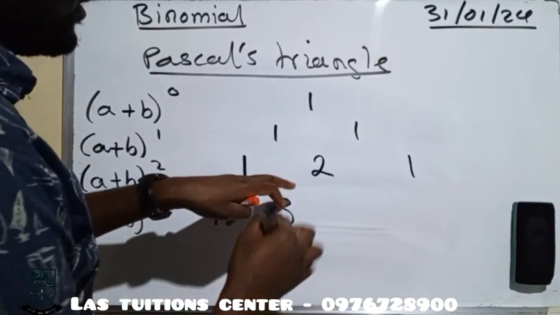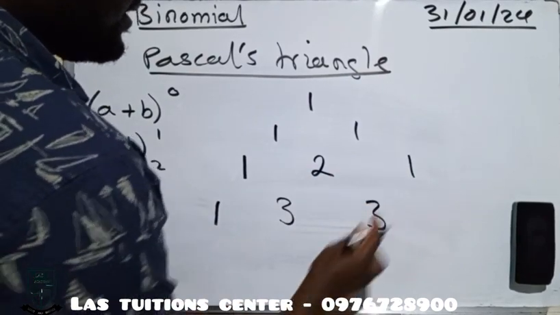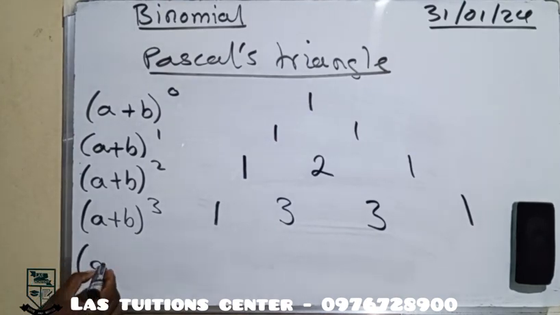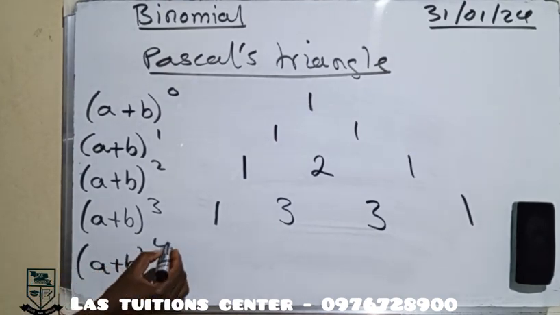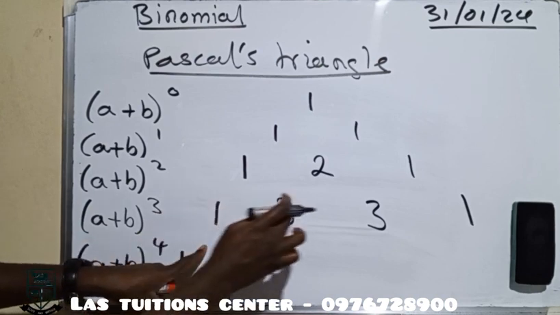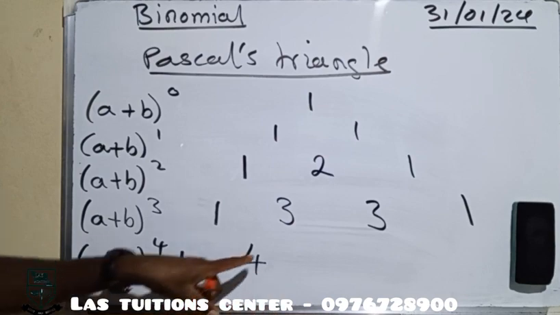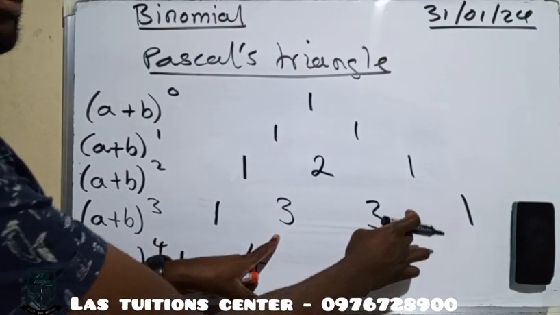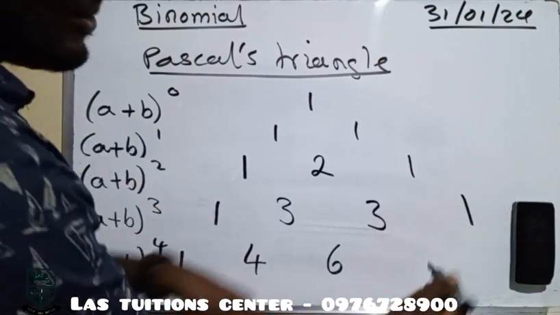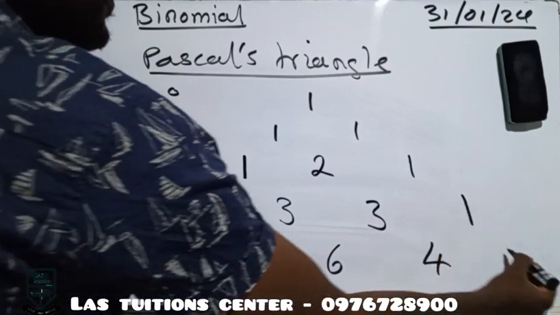Okay, so 2 plus 1, we get a 3 here. Then we finally have another 3 there. We have 1. So a plus b to the power 4, we're going to have a 1 here. Then we add this plus this to get a 4. Then we add again this plus this to get a 6. This plus this to get a 4. Then we have a 1 at the end there.